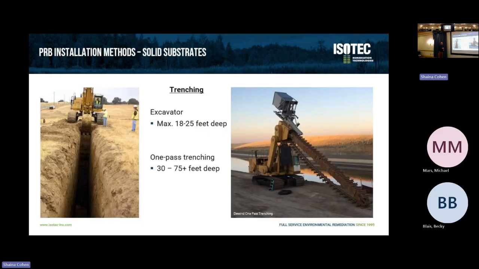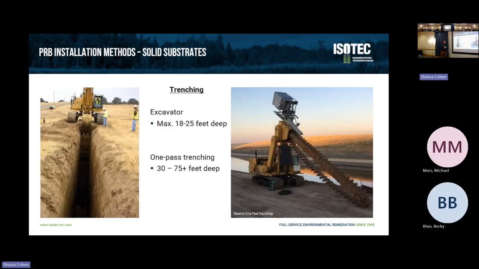And there are different ways that we can install PRBs, particularly for solid reagents. Trenching is a really great option, and it does create that continuous barrier. You're just having a straight line of reagent, you're backfilling, and groundwater cannot flow through that. With an excavator readily available, you're limited generally in depth to 18, maybe 20 feet with a standard excavator, maybe 25 feet with a longer arm excavator. If a PRB needs to go much deeper, one-pass trenching tools are super cool for that, and some of the bigger trenchers now can get to 90 to 100 feet.